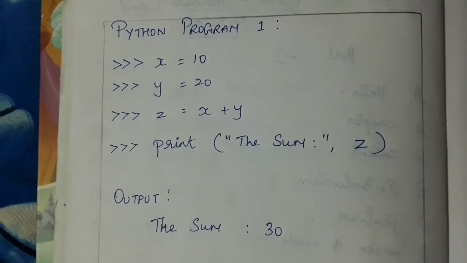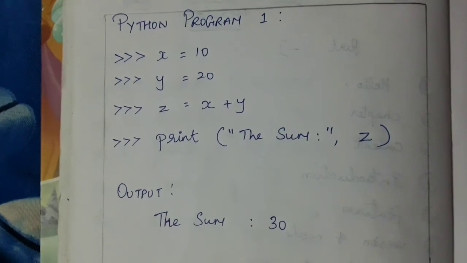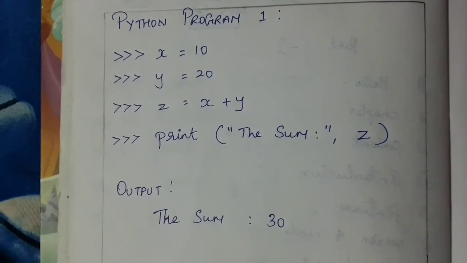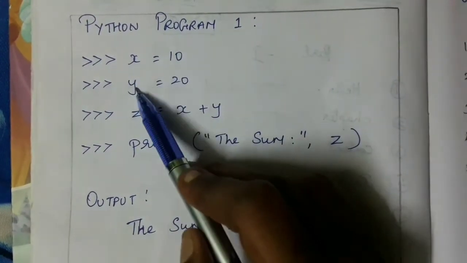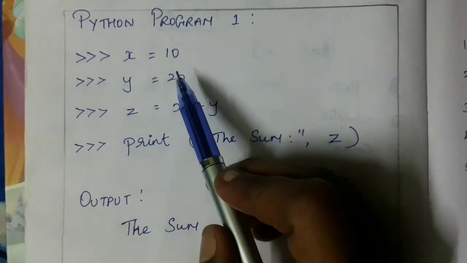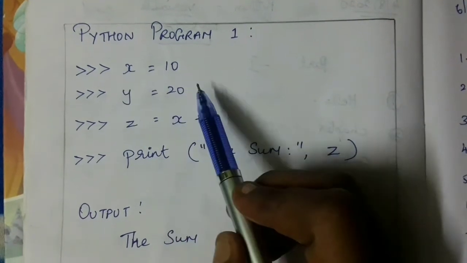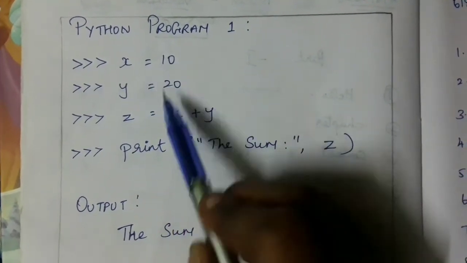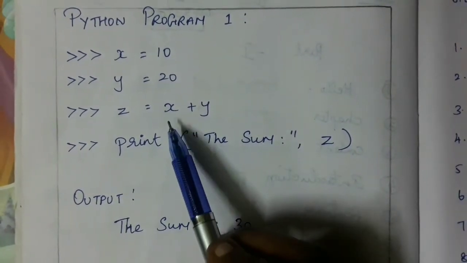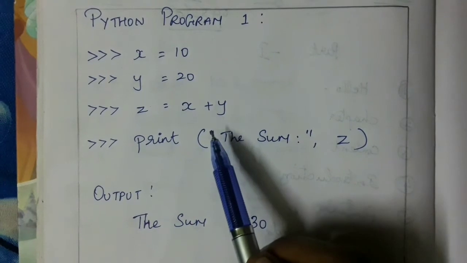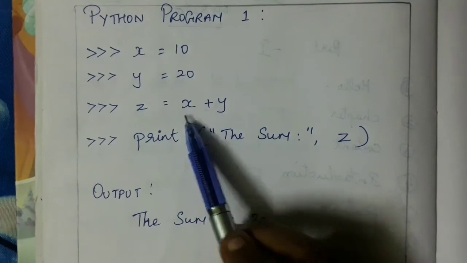Now we will see an example Python program. Here, the sum of two numbers is given as an example. Here x, y, z are all names of variables. 10 and 20 are the values assigned to the variables. So now x is equal to 10, y is equal to 20. You are going to add two numbers, x and y. The operator you are going to use in between is plus. So z is equal to x plus y.